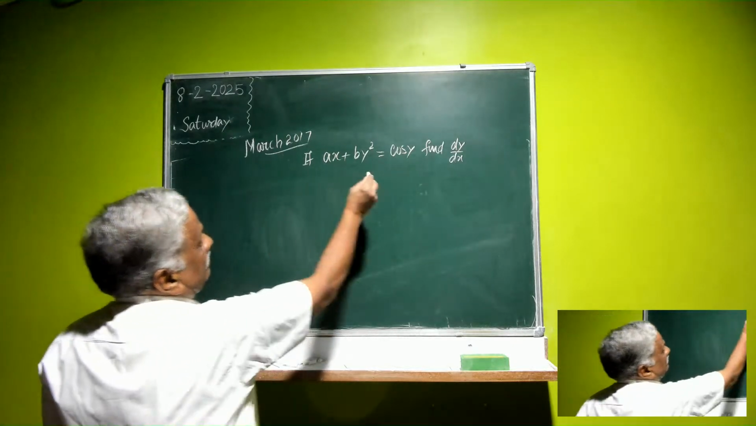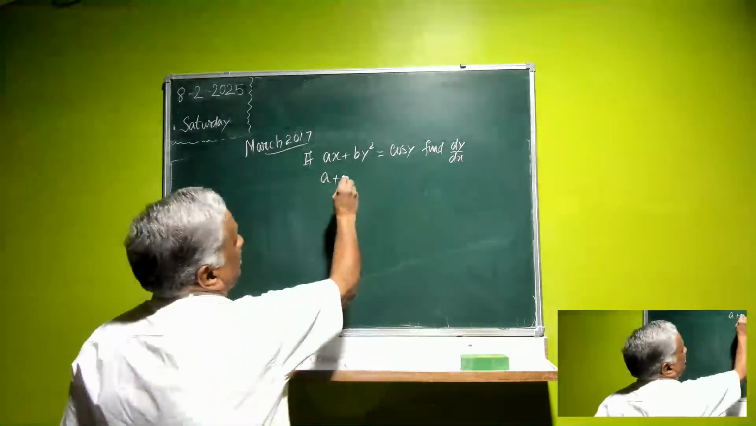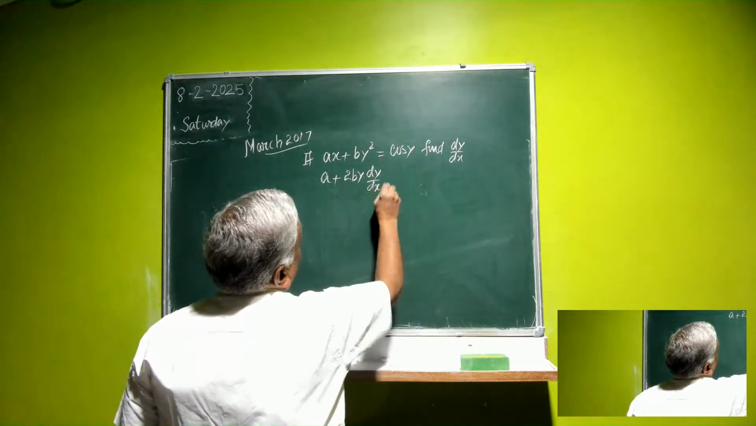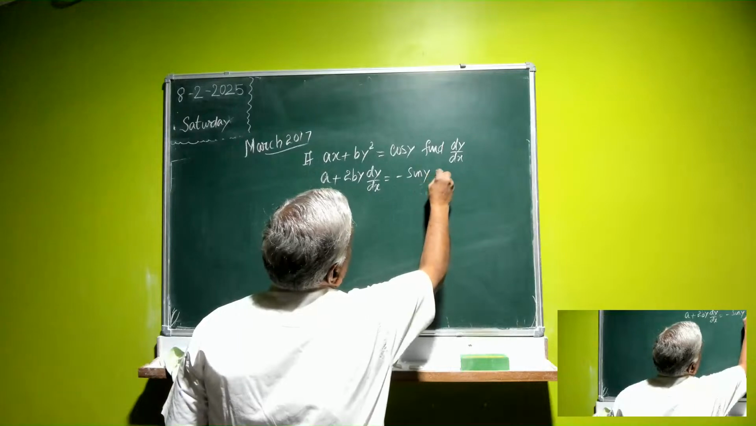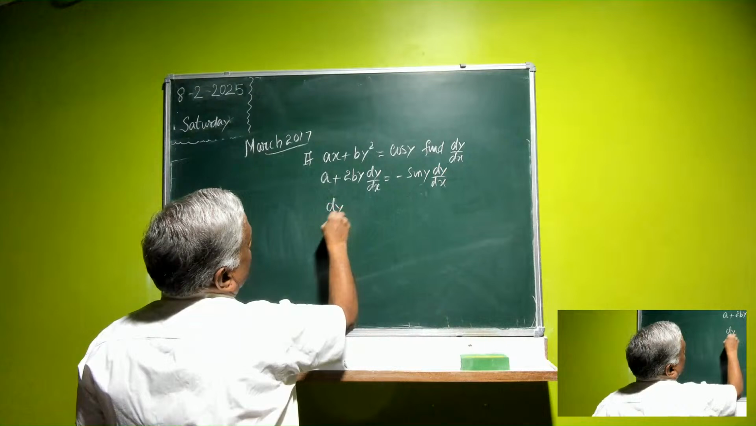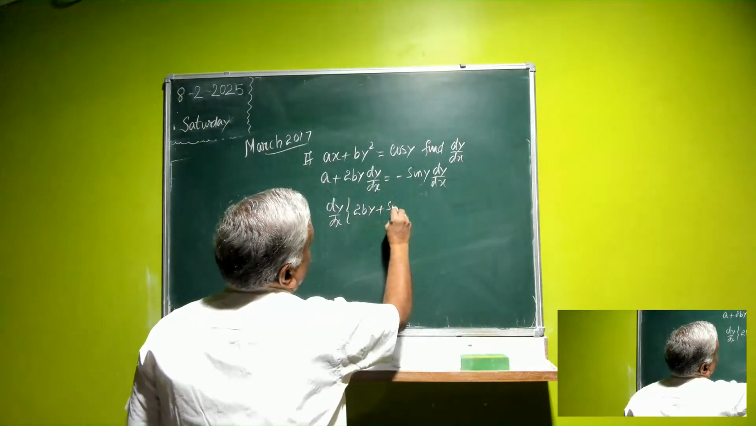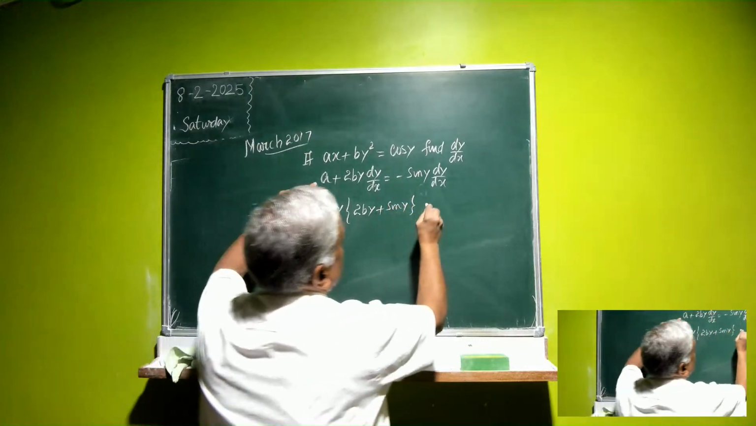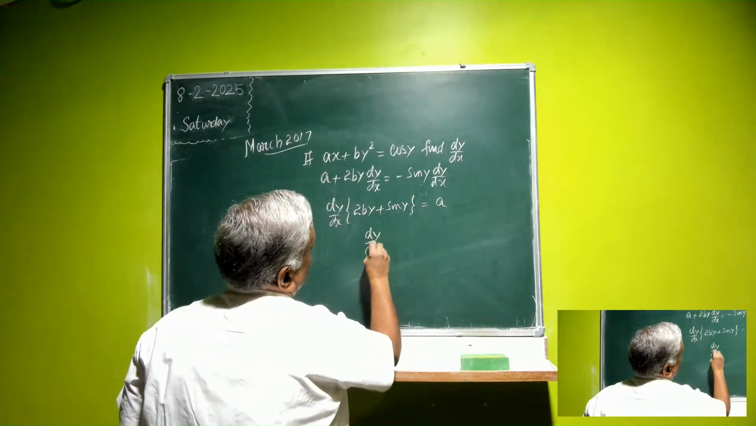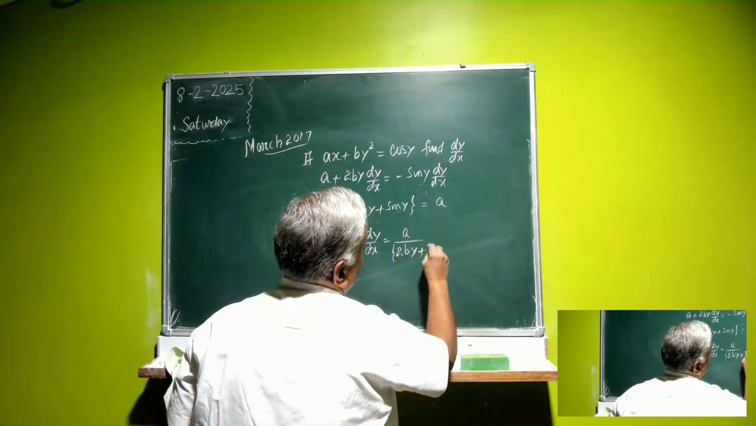So differentiate term by term. Differentiation of x is 1, a is a constant, b is a constant, this is 2 by dy by dx, and cos y gives minus sin y. You are differentiating an implicit function. So let us group the terms containing dy by dx: 2by plus sin y. The other term we can shift to the right hand side, that is a. So dy by dx is equal to a over 2by plus sin y.